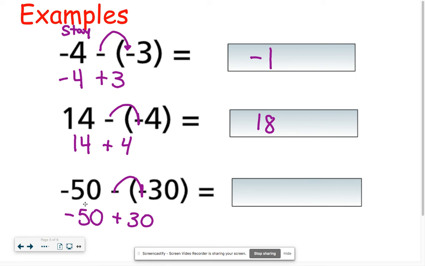Because I have a negative number and a positive number, I'm going to find the difference between them. The difference between 50 and 30 is 20. And which one was bigger? 50's bigger. 50 was negative, so my answer is negative. Let's try 2 more examples.